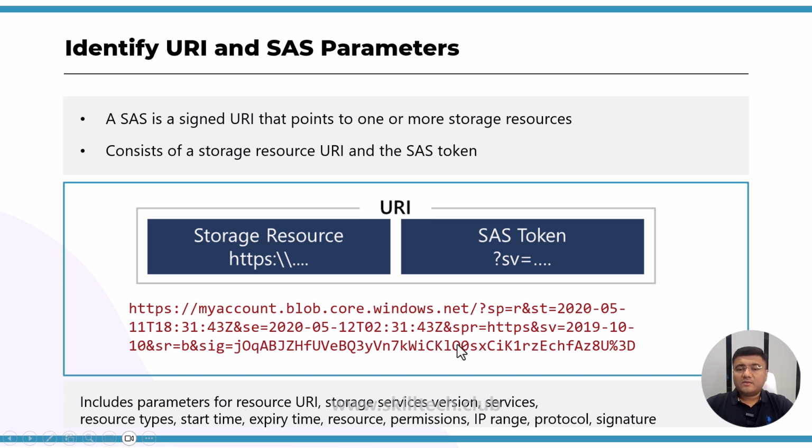In the same way, you can specify some other parameters also. And then at the end of this, you are going to have a cryptographic signature using which this token is going to be signed, and that is going to be generated with your SAS token. Other than this, you can provide resource type, expiration time, resources, permissions, IP range, protocols, signature. All of this will be part of your SAS token. When you want to decode it, this is going to help you to do that.